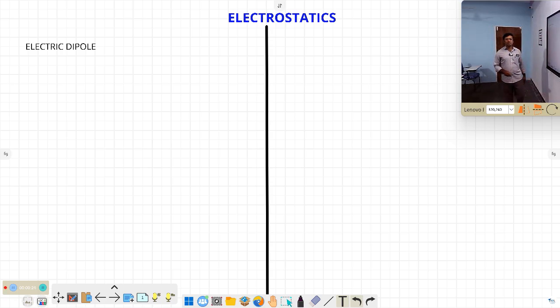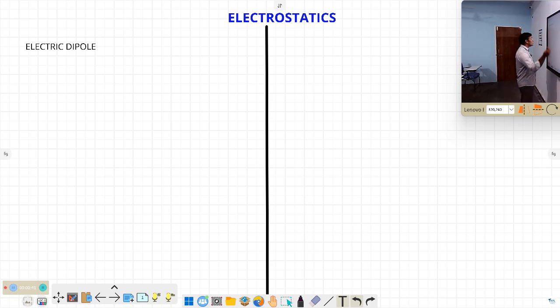So first, we are going to discuss what an electric dipole is and the derivation of the expression for it, both board-oriented and concept based. Then after that we'll go for applications and problems on that. So in today's class we will complete the basic dipole concepts.